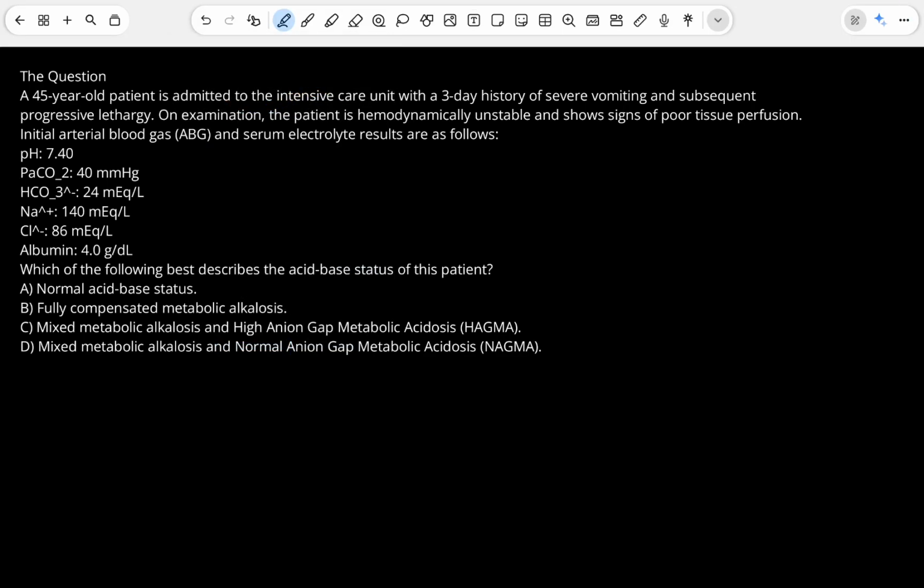So here the question has two very important clues. One is a 3-day severe history of vomiting, which is loss of HCl. Second, on examination, the patient is hemodynamically unstable and shows signs of poor tissue perfusion, which is nothing but shock. Until you see these clues, you cannot go ahead.